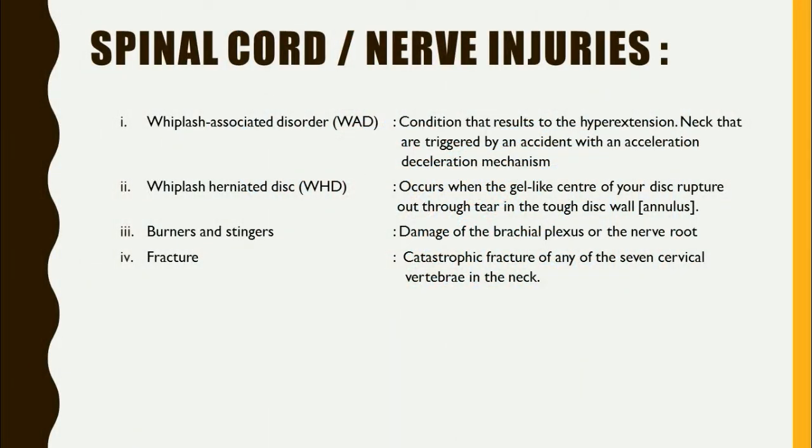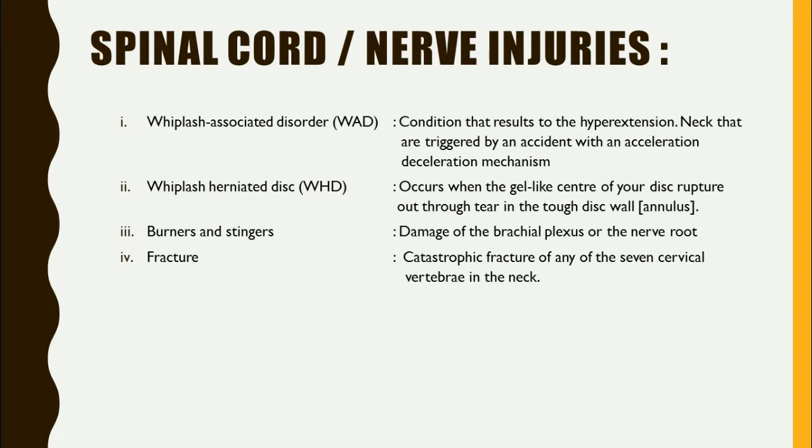The second type of neck injury is spinal cord or nerve injury. Spinal cord or nerve injury consists of whiplash-associated disorder. WAD is a condition that results from hyperextension of the neck that is triggered by an accident with an acceleration-deceleration mechanism.